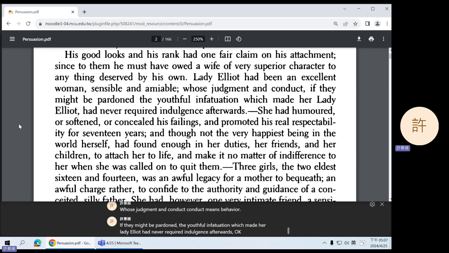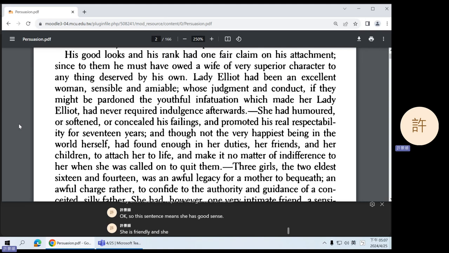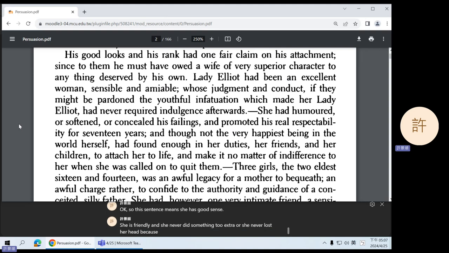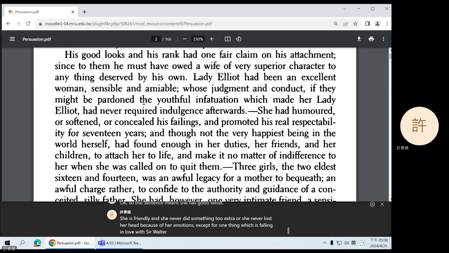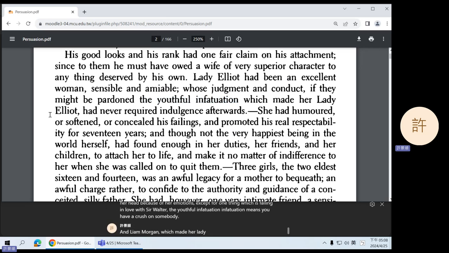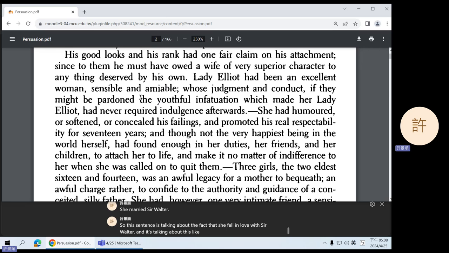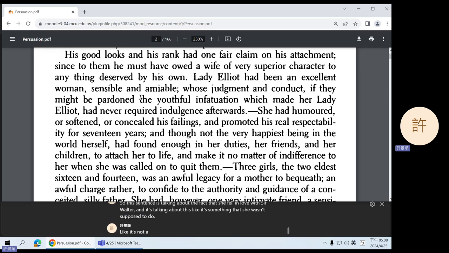Okay. So this sentence means she has good sense, she is friendly, and she never did something too extra, or she never lost her head because of her emotions, except for one thing, which is falling in love with Sir Walter. The youthful infatuation. Infatuation means you have a crush on somebody, 暗恋某个人, which made her Lady Elliot. How did she become Lady Elliot? She married Sir Walter. So this sentence is talking about the fact that she fell in love with Sir Walter. And it's talking about this like it's something that she wasn't supposed to do. Like it's not a reasonable decision.